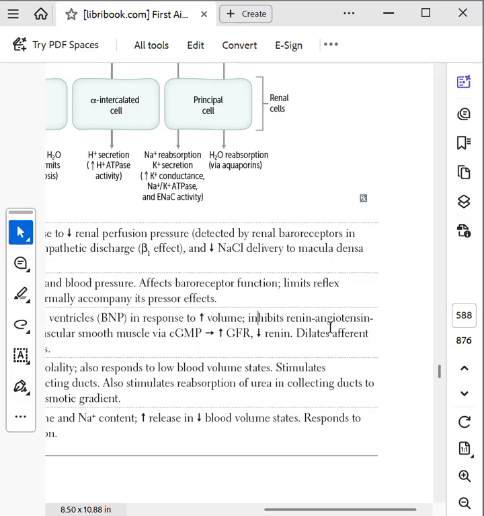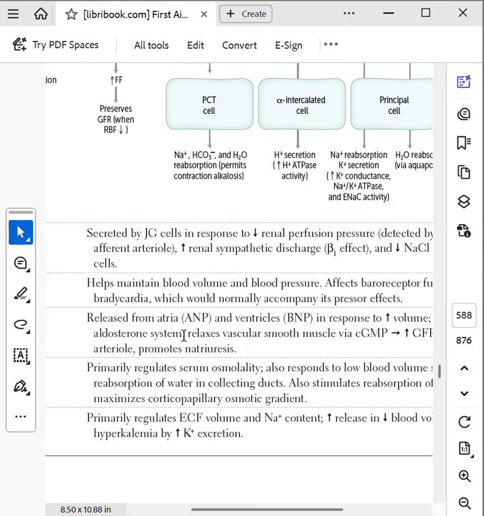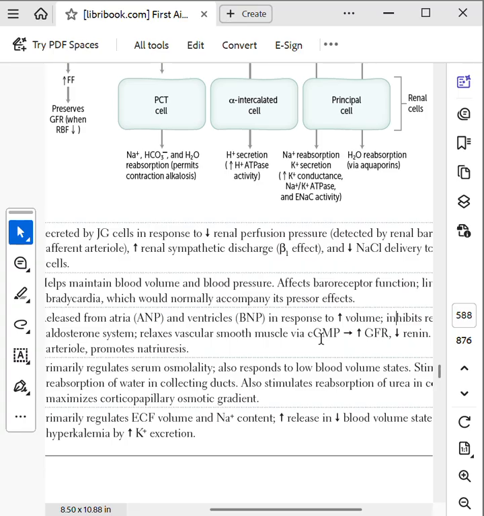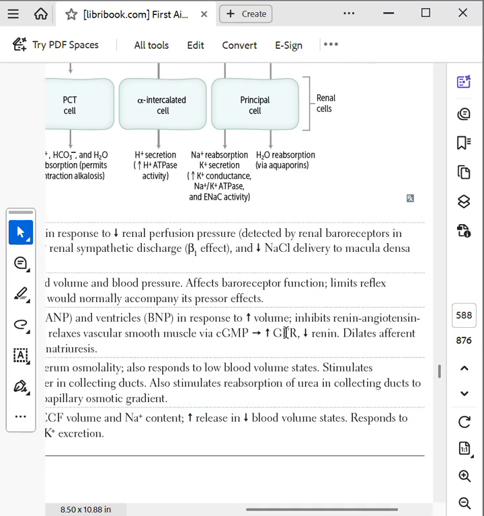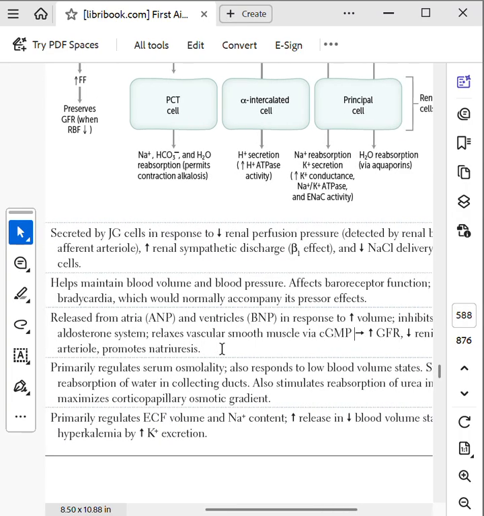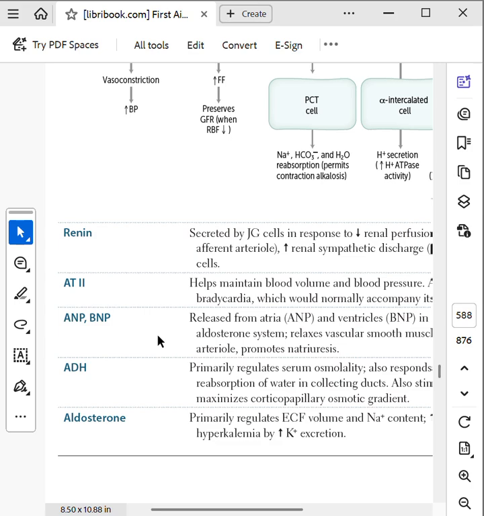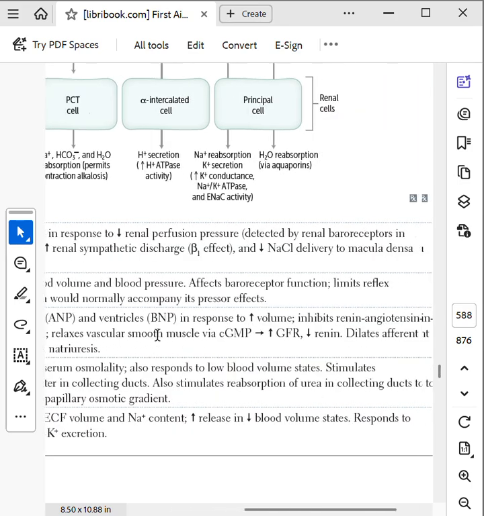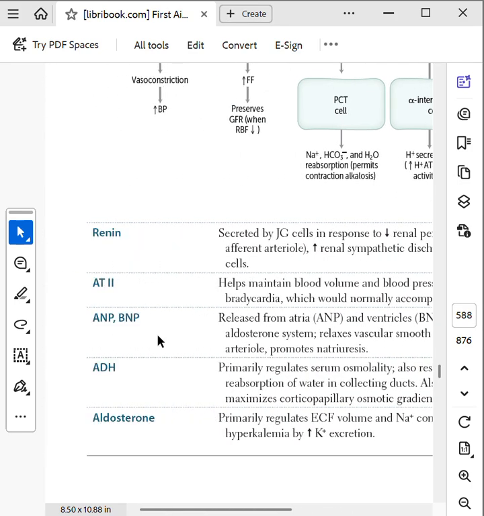This inhibits the renin-angiotensin-aldosterone system. Why? Because blood pressure is high, there's a lot of volume. This relaxes vascular smooth muscle by cGMP and increases glomerular filtration rate. Why? So more volume can be lost, and renin is decreased. So all of this pathway is interrupted. It dilates the afferent arteriole and promotes natriuresis. All of this helps to decrease the volume issues in heart failure. The rest I have all explained.